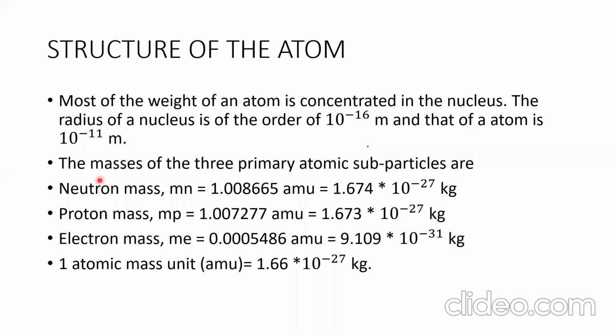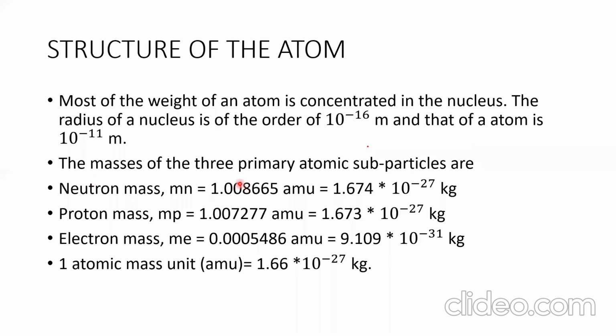The mass of the neutron and the proton is much higher than that of the electron. For example, the mass of the proton is approximately 1800 times that of the mass of the electron.